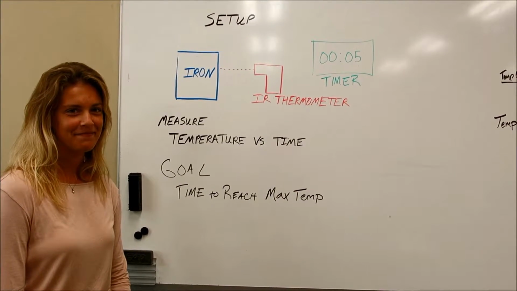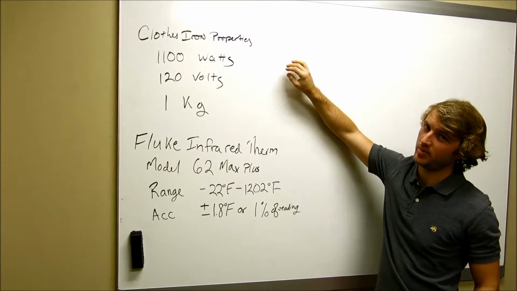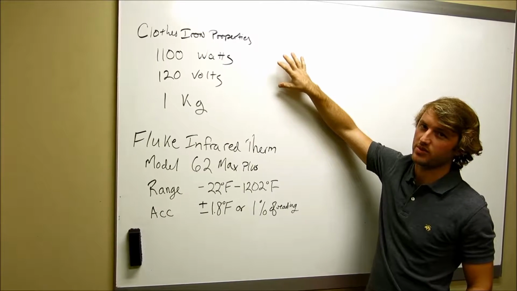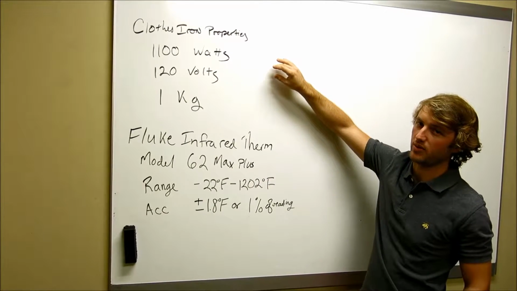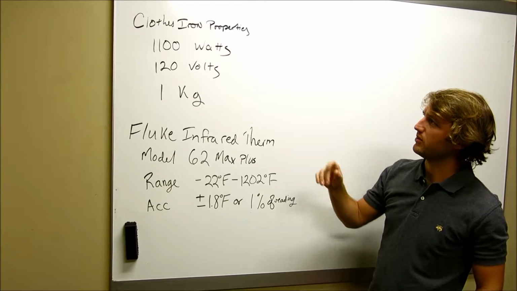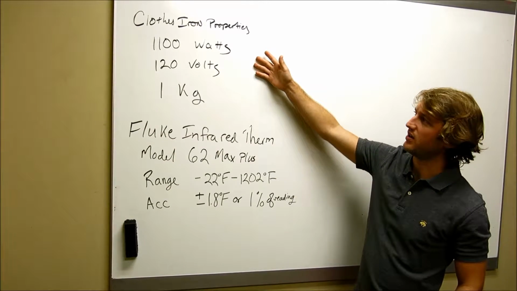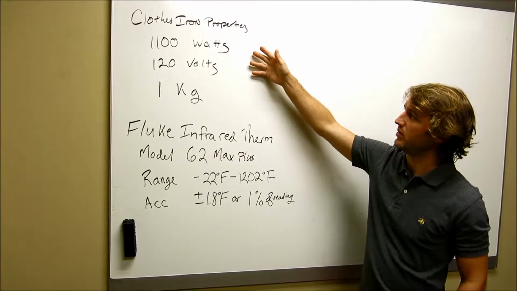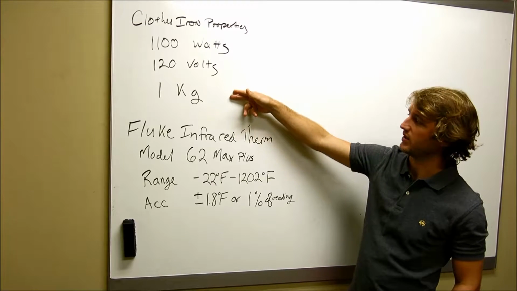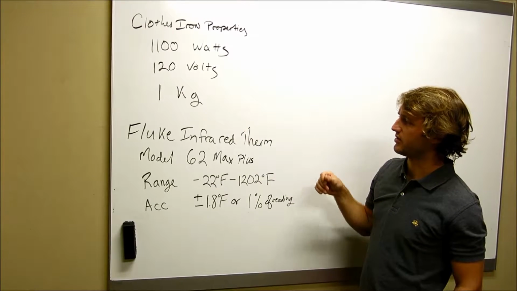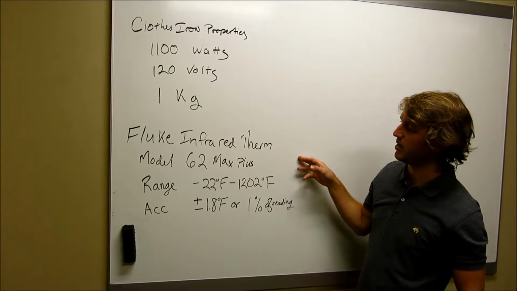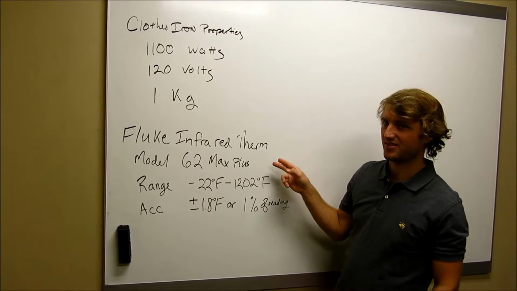My name is Colin McGee, and I'm going to be talking about the experiment instruments that we used for our time response experiment. First, we used an 1100 watt clothes iron that was powered by 120 volts and weighed 1 kilogram. In order to measure the temperature, we used a Fluke infrared thermometer. The model was a 62 Max Plus.